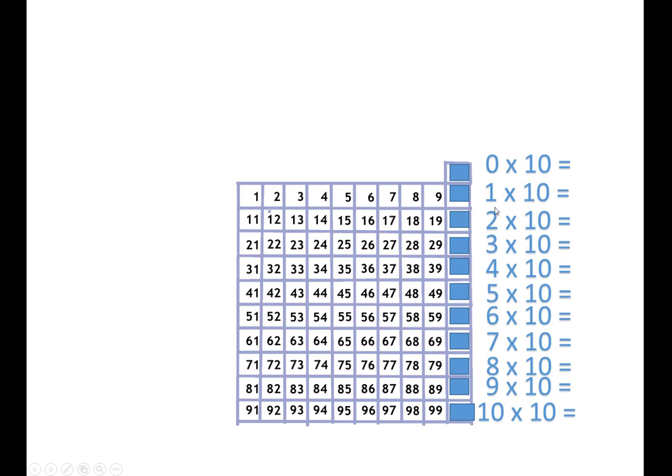One more time. 0 times 10 is 0. 1 times 10 is 10. 2 times 10 is 20. 3 times 10 is 30. 4 times 10 is 40. 5 times 10 is 50. 6 times 10 is 60. 7 times 10 is 70. 8 times 10 is 80. 9 times 10 is 90. And 10 times 10 is 100.